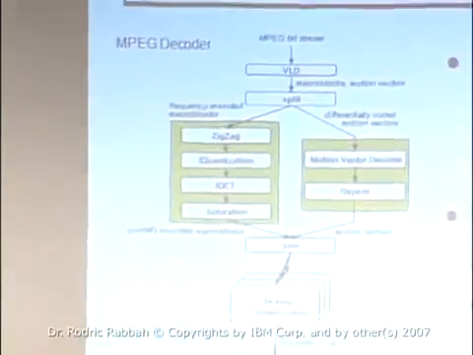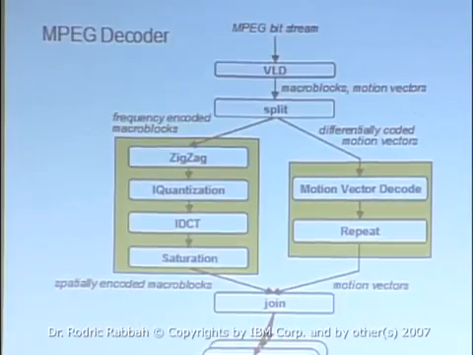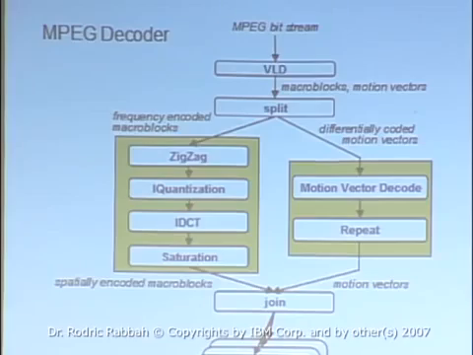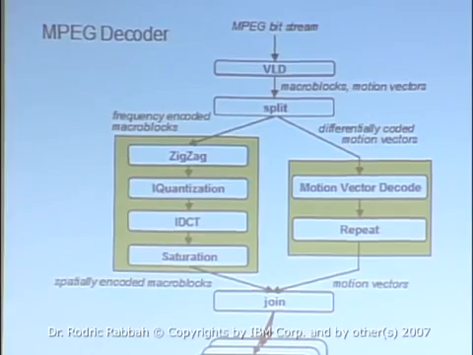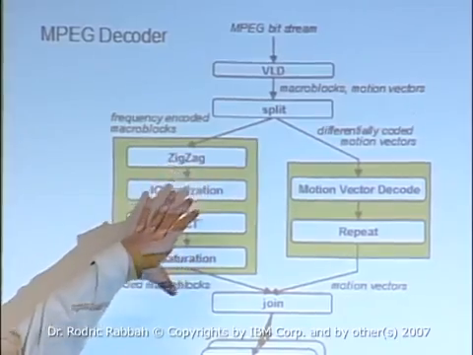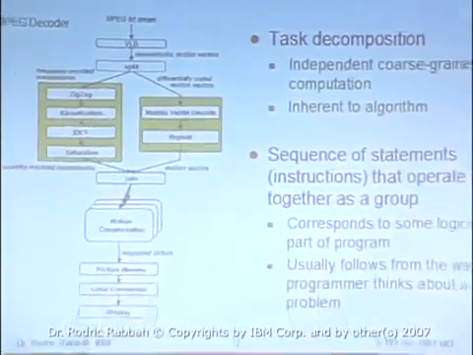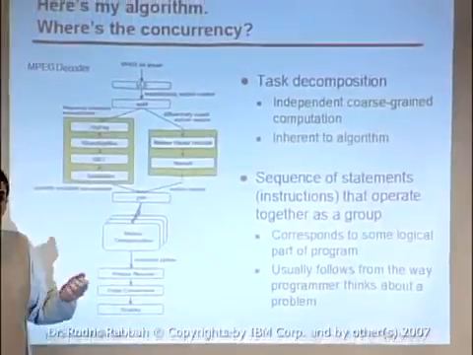So in task decomposition, what we're looking for is really independent coarse-grained computation. And these often are inherent to the algorithm. So here I've outlined these in yellow here. So this is one particular task. I can have one thread of execution doing all the spatial decomposition. I can have another thread decoding all my motion vectors.